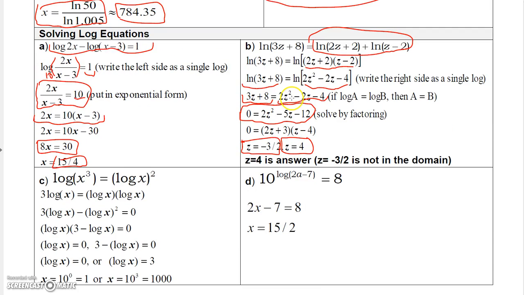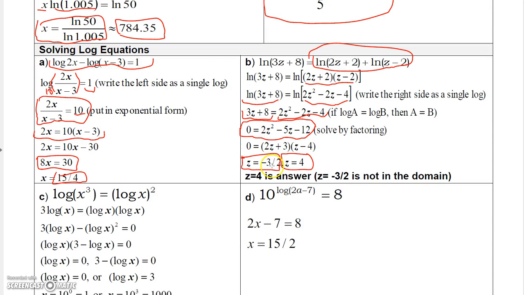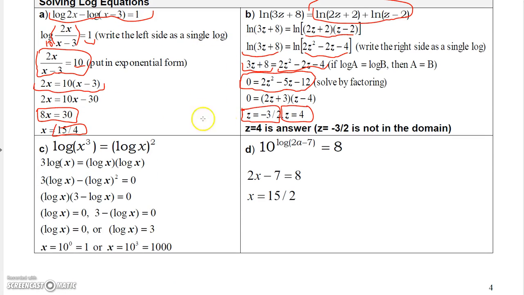But we run into a little bit of a problem here. Here, z can't be negative 3/2, because if it is, at least one of these logs is going to have a negative argument. And remember, your domain for your logs has to be positive numbers. So throw away the negative 3/2. The only answer is z equal 4.